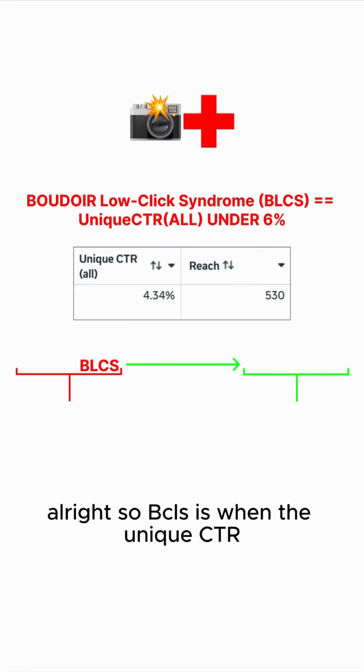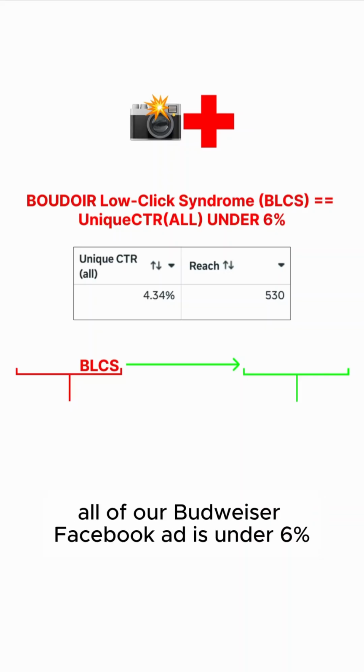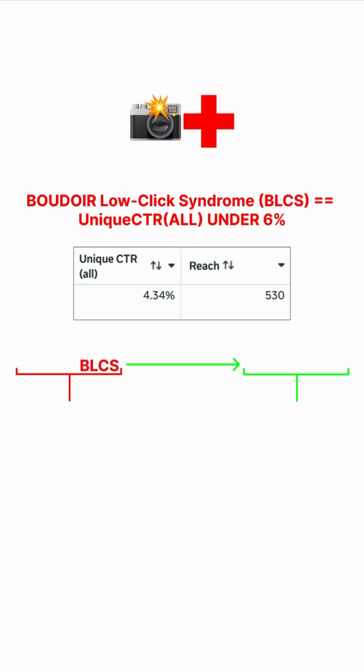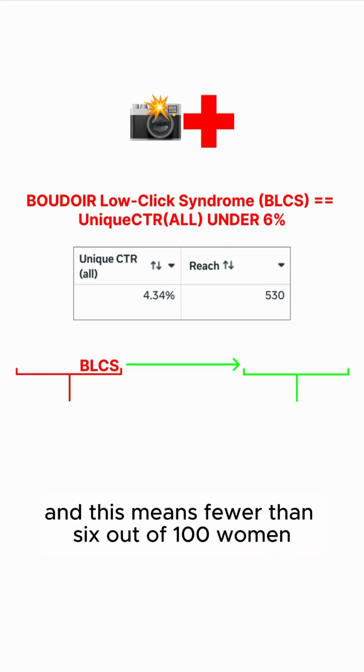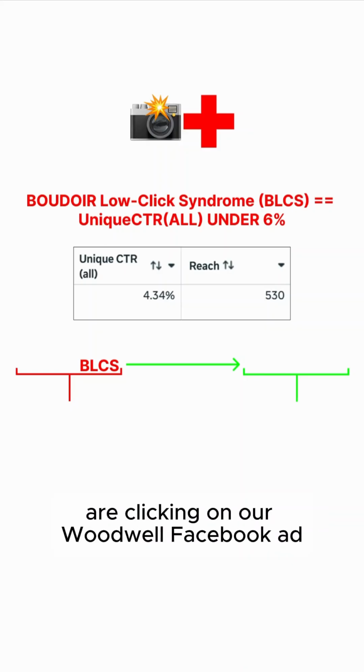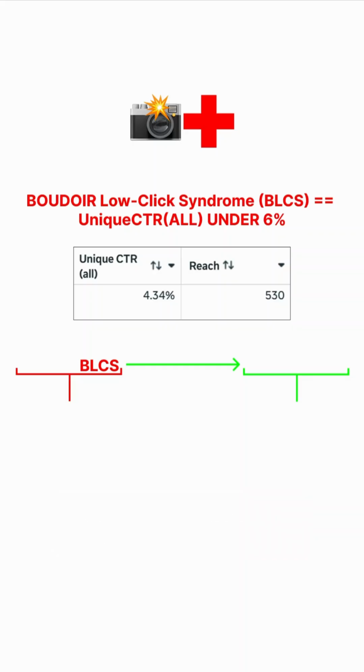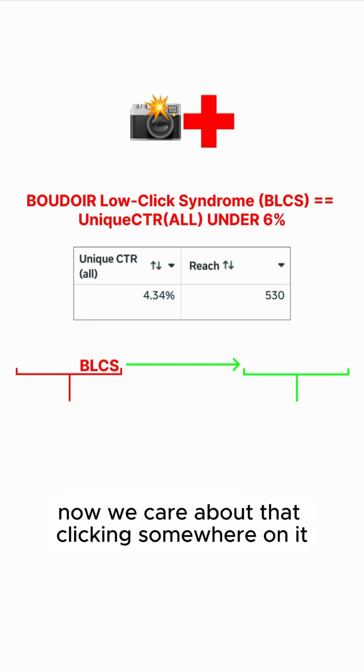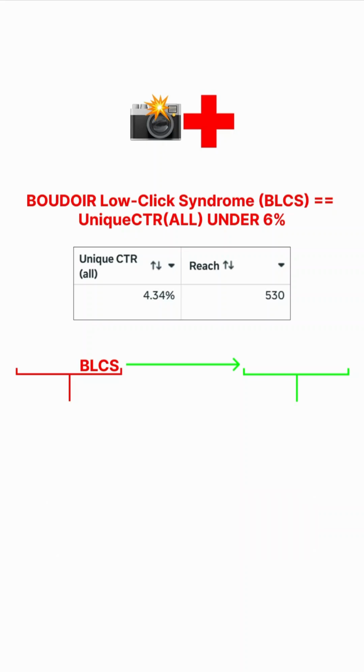BLCS is when the unique CTR all of our Boudoir Facebook ad is under 6%. And this means fewer than 6 out of 100 women are clicking on our Boudoir Facebook ad. And we care about that clicking somewhere on it.